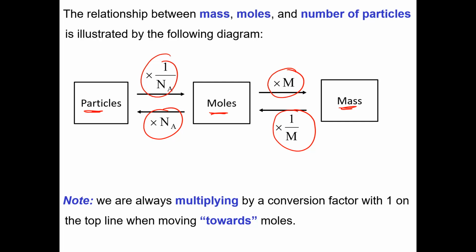It's worth noticing, just to help keep your head straight, that whenever we're converting into moles, we expect to see a 1 on the top line of our conversion factor because it's always going to be 1 over Avogadro's number or 1 over the molar mass. So try to keep that in mind. It might help you avoid an error.